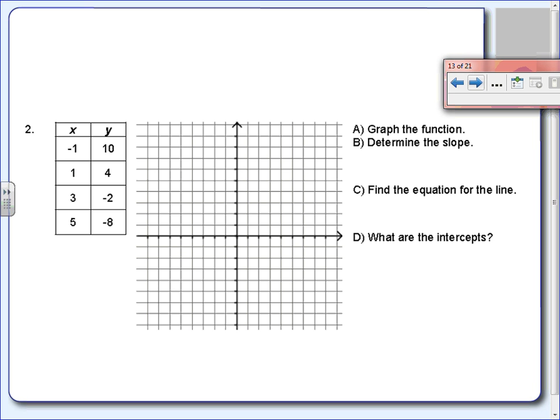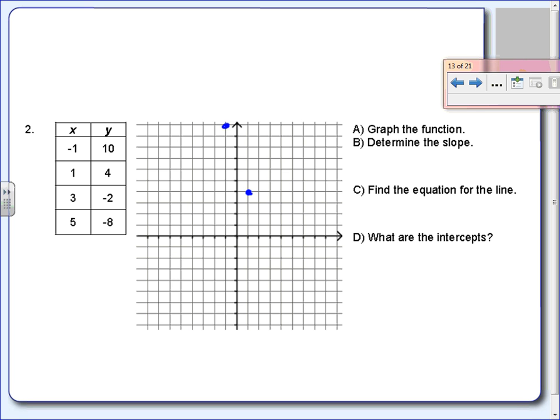Let's find -1, 10. -1, 1, 2, 3, 4, 5, 6, 7, 8, 9, 10. There it is. There's one, negative 10. Now I'm looking for one, positive 4. 1, 2, 3, 4. There's one, positive 4.